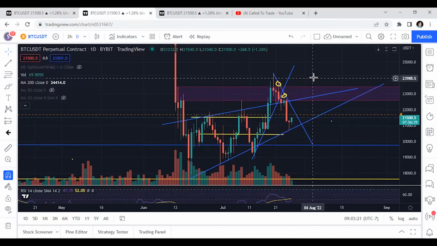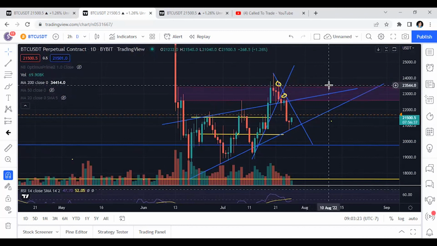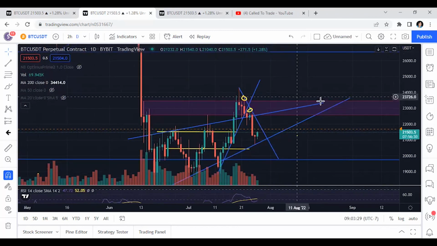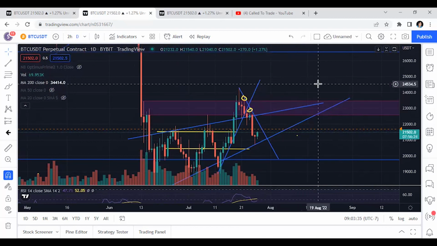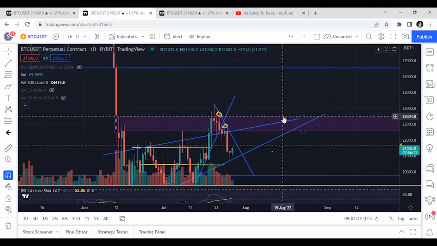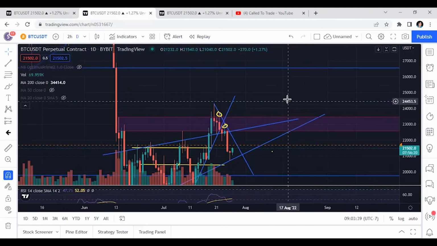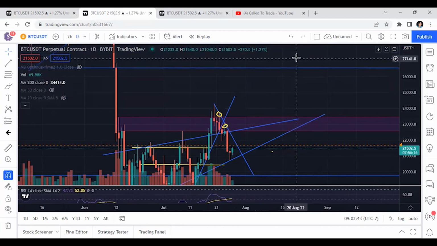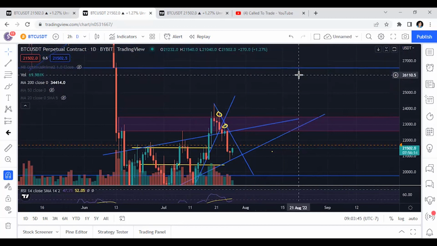So yeah, until Bitcoin breaks the 23,500 resistance, we are still going to remain in a bear market. In order to get out of this bear market, Bitcoin needs to break the 23,500 resistance, which will enable it to form a new higher high. And then this will help us to push back up to like 28,000.